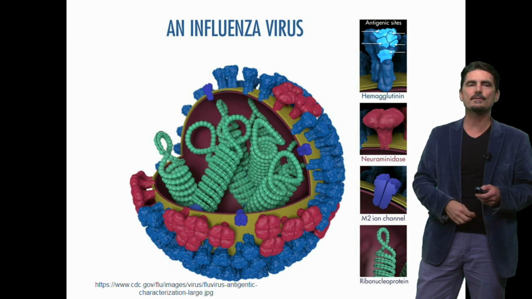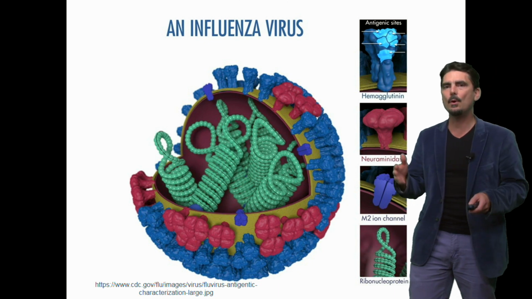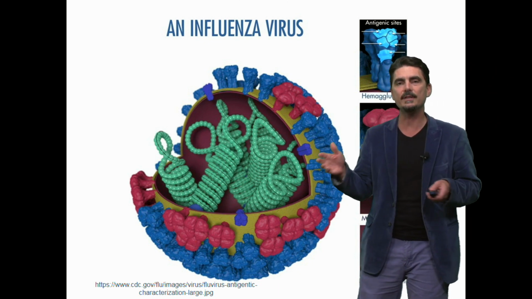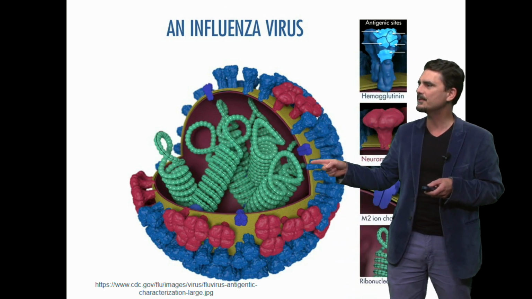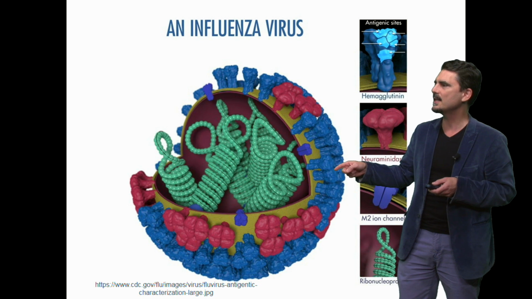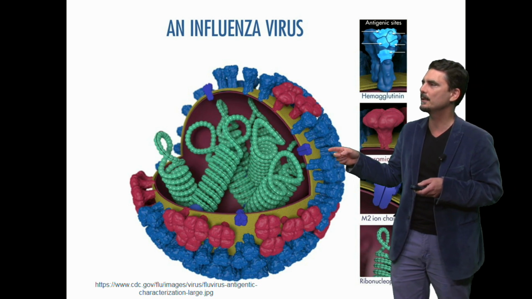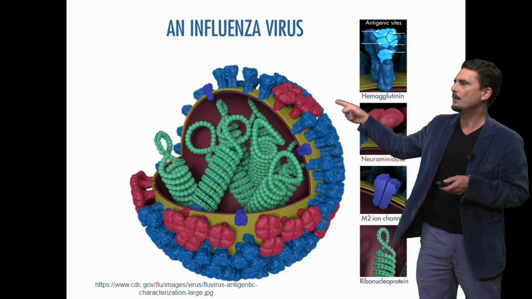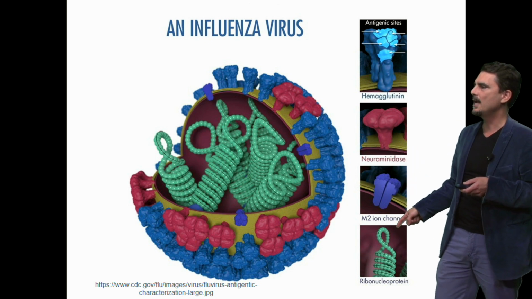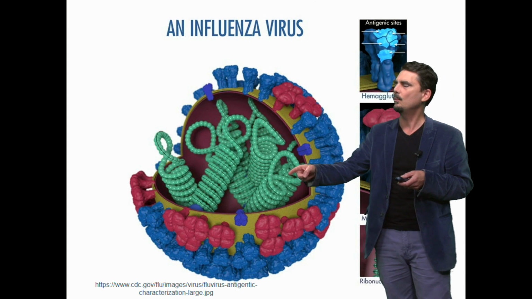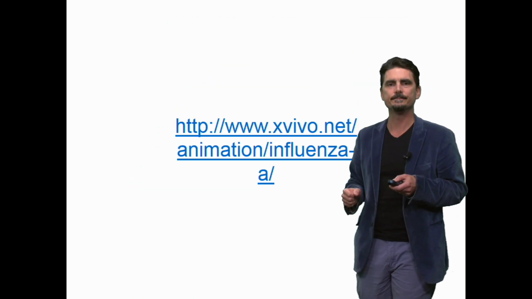This is just another picture from one of your readings. The more different versions of these you see, the more you start thinking, since there are only 2 types of proteins showing on the outside, I bet I know what they are. One of them must be hemagglutinin, and one of them is neuraminidase. Let's not worry about the M2 ion channel, and this is the ribonucleoprotein, which is represented in there.